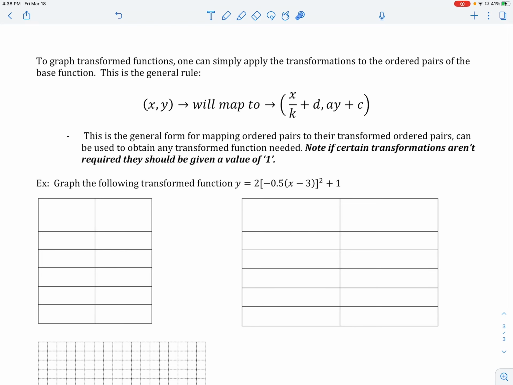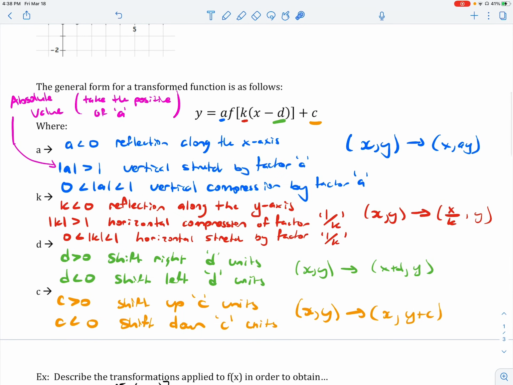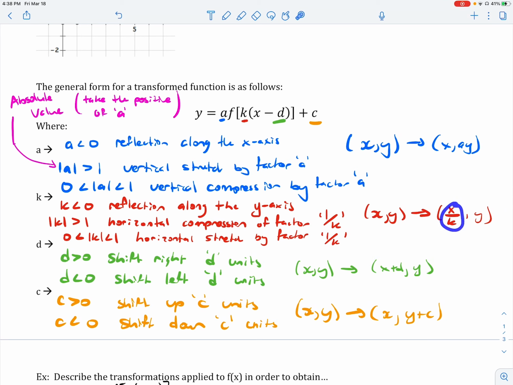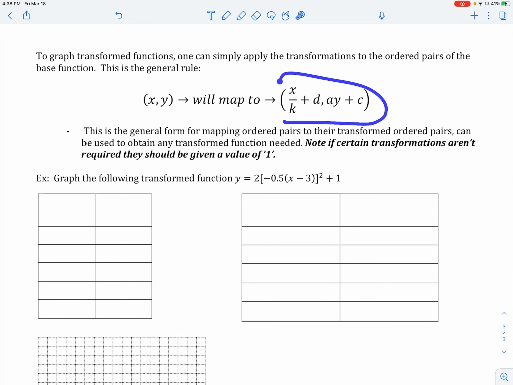Notice how this is set up. Whenever we have a value of K in the equation, we always want to divide X by K. You can always go back to our general rules from that first page. I'm just combining all of these together into one. So X is divided by K. Sometimes we add D if there's a horizontal shift. My Y values, I have to multiply by A to do the vertical stretch. And then sometimes we add C if there's a shift. Putting this all together, we get this nice looking formula.